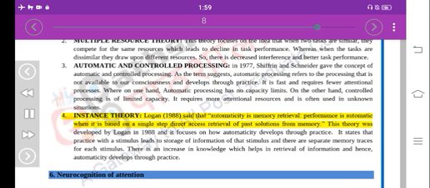4. Instance theory. Logan, 1988, said that automaticity is memory retrieval. Performance is automatic when it is based on a single-step direct access retrieval of past solutions from memory. This theory was developed by Logan in 1988 and it focuses on how automaticity develops through practice. It states that practice with a stimulus leads to storage of information of that stimulus and there are separate memory traces for each stimulus. There is an increase in knowledge which helps in retrieval of information and hence, automaticity develops through practice.